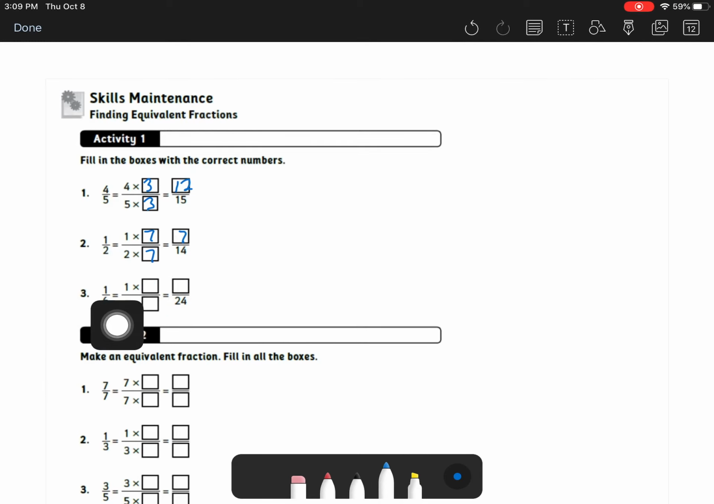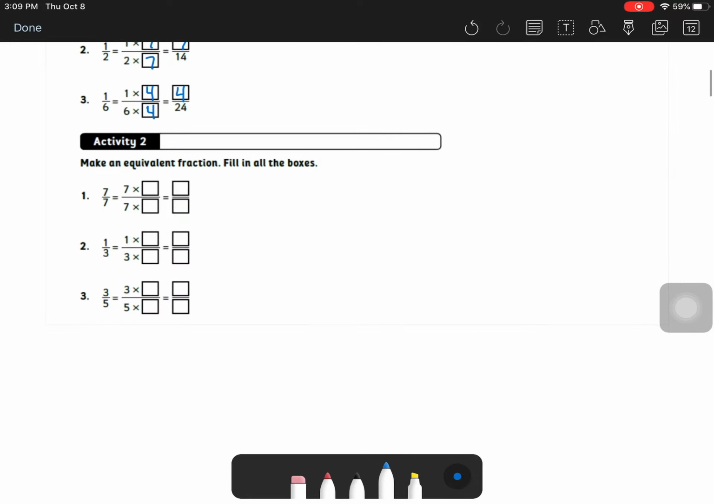Okay. 1/6, we want to change that into something that has a 24 on the bottom. So 6 times what is 24? And that would be 6 times 4. So top and bottom times 4. So 4/24 is equivalent to 1/6.